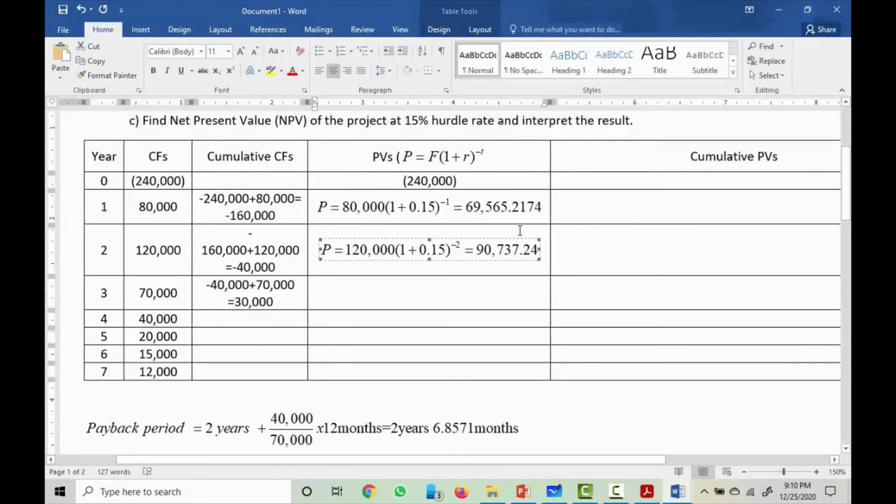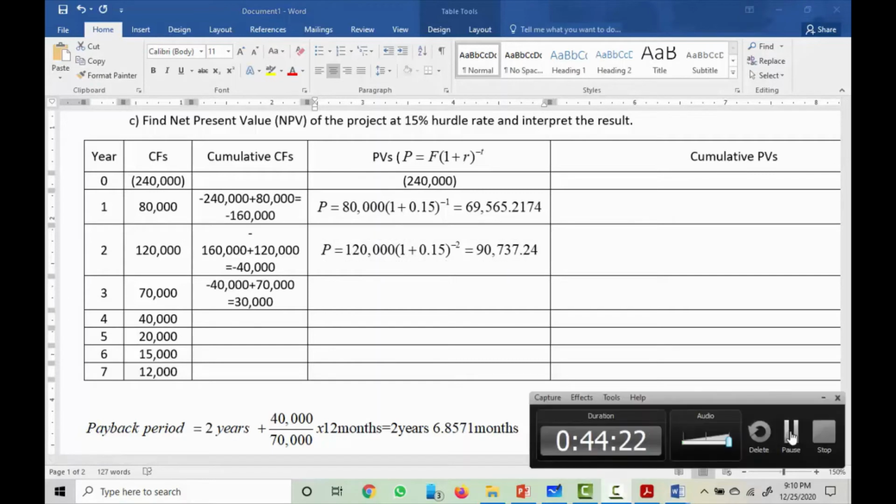And obviously this is the future value. If you calculate this one, the present value is this one. So similarly, you should find out the present values of all the remaining cash flows.